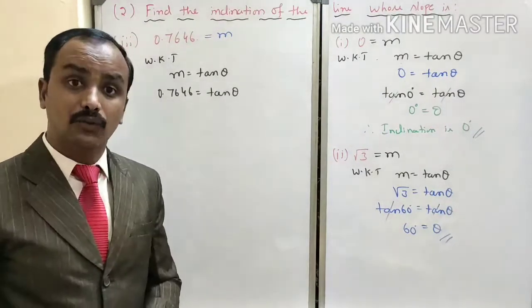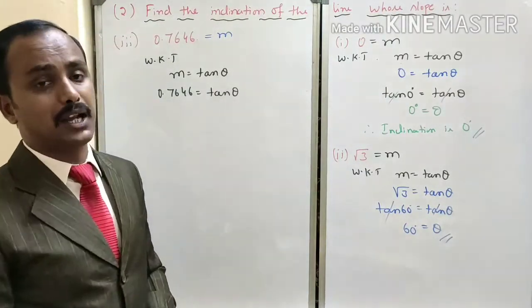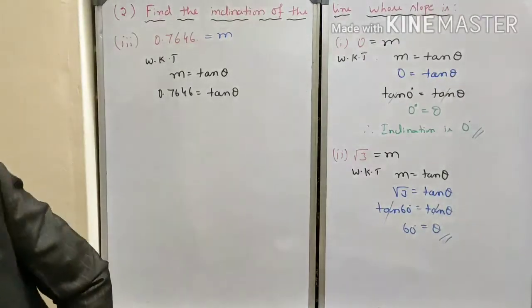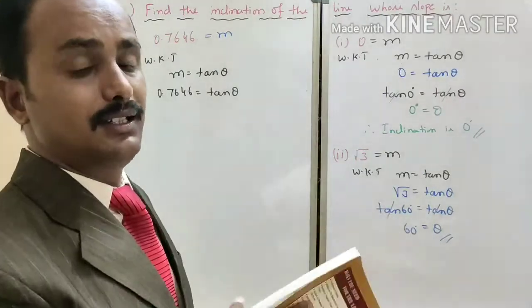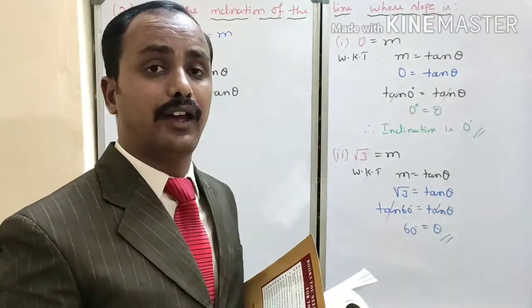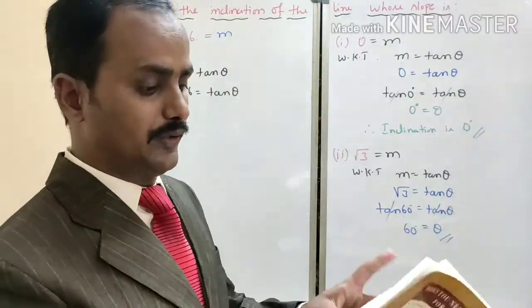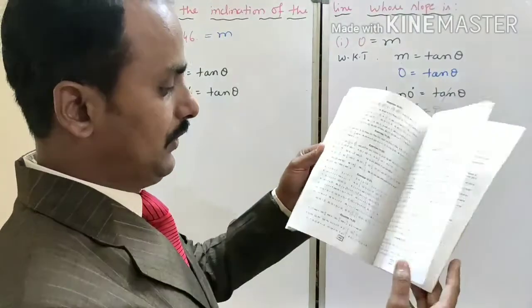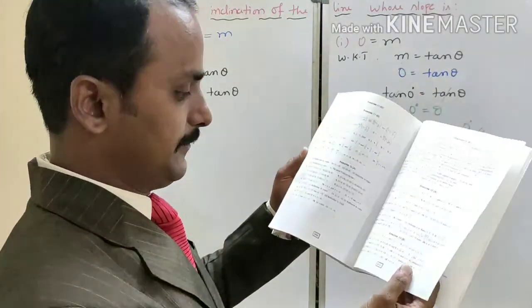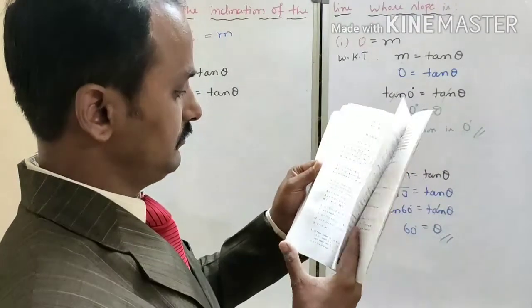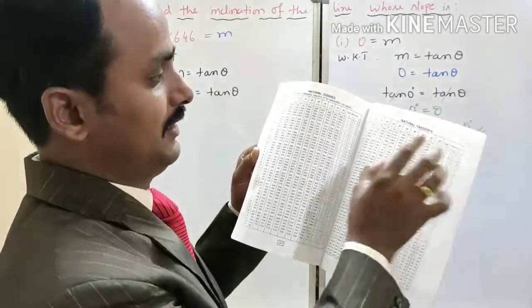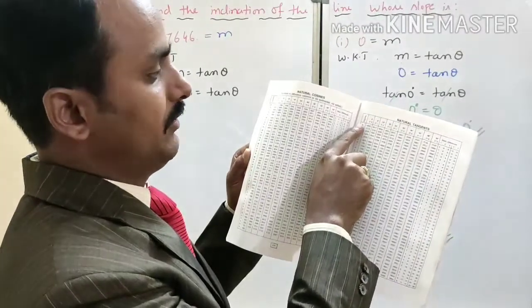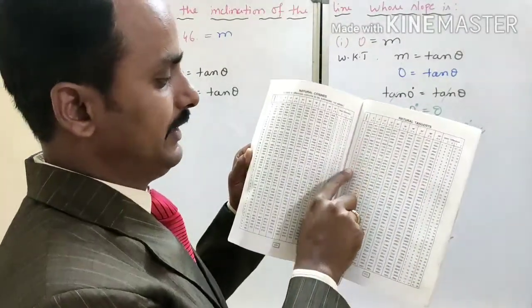How can I find it? With the help of the Clark book. Where is the Clark book available? In our reader, dear children. I showed it in the last class, so I used this reader. For your exam, they will provide the Clark book. Don't worry. In the last page, 455, open it, dear children. Look here. On page 455 natural tangents are there. The first column starts from degree 0, 1, 2, 3, 4, 5, 6, 7 degree, 10 degree, like this.